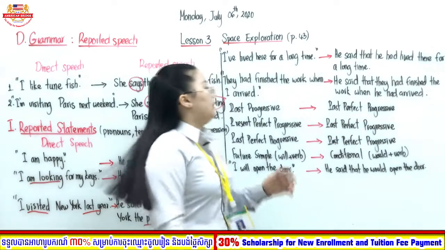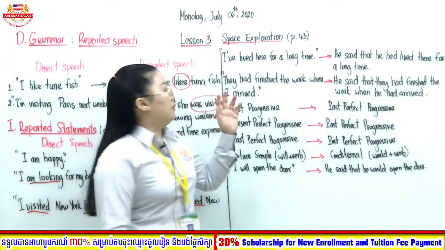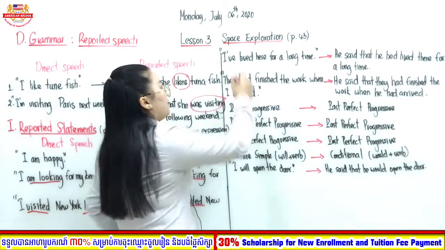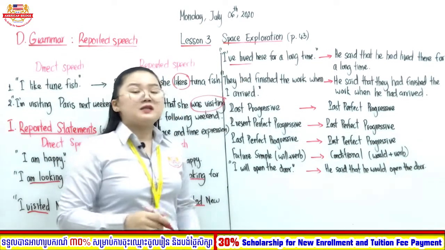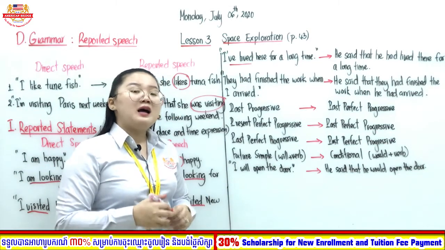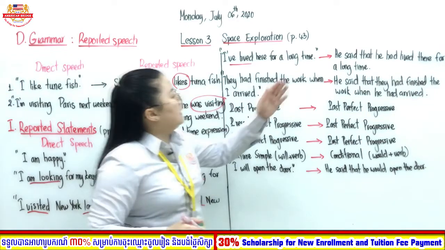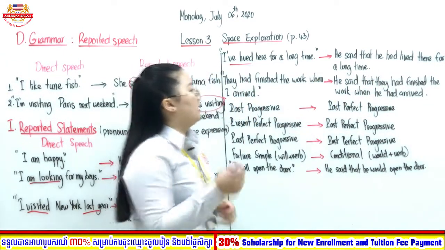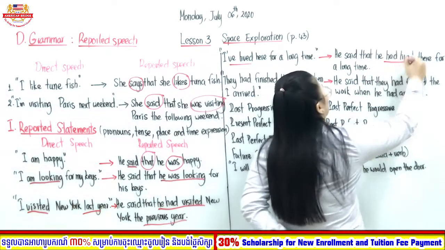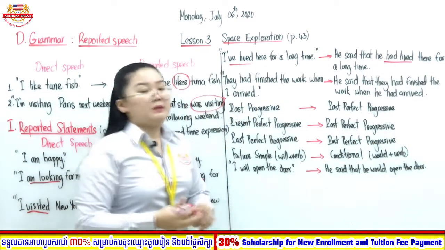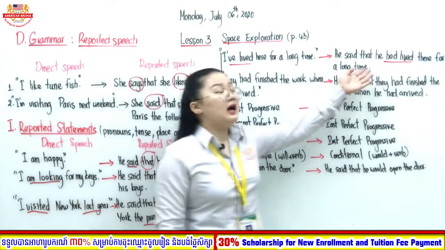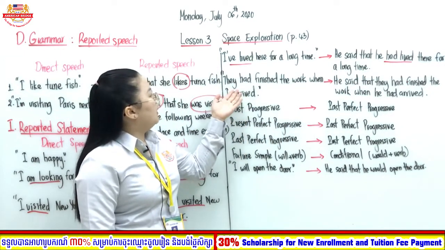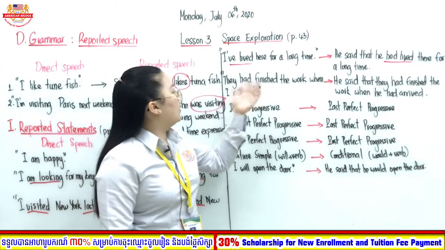All right, so everyone, let's take a look at another example. I have lived here for a long time. I believe you already know the tense here: it is present perfect. So he said that he had lived there for a long time. So here we change from the present perfect to past perfect.